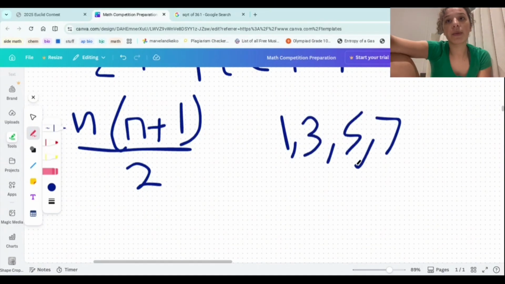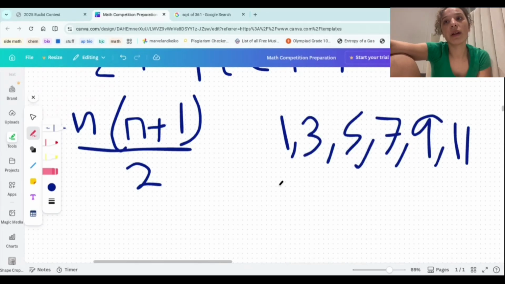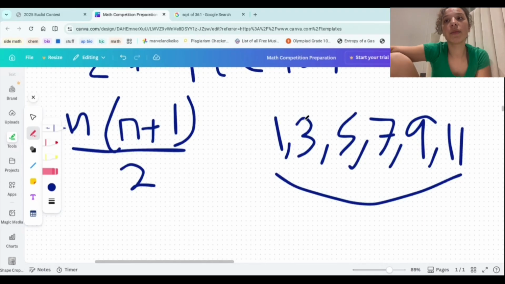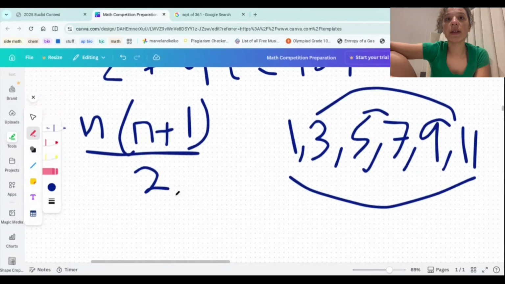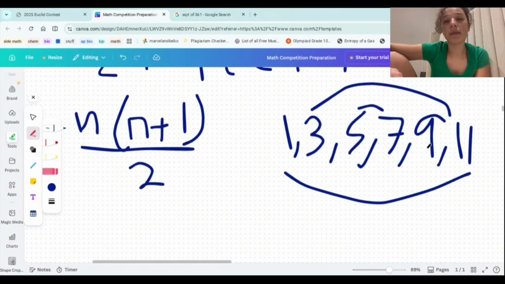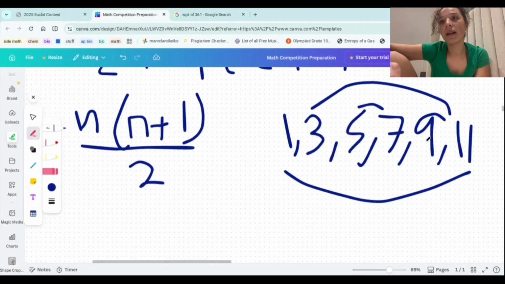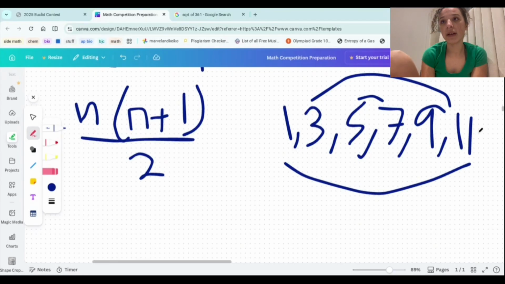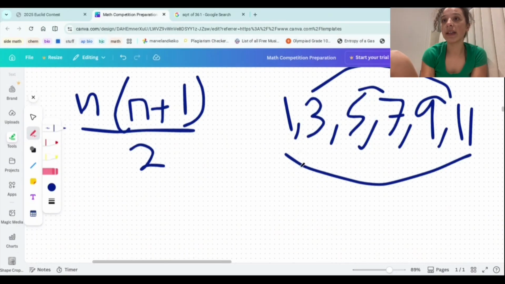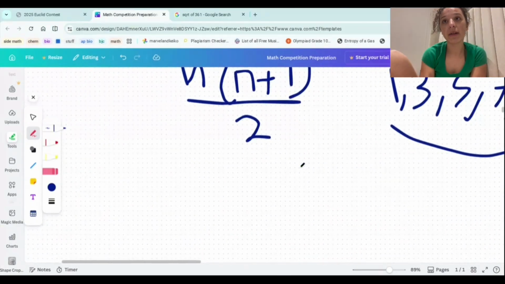So if I had 1, 3, 5, 7, 9, and 11, right? Each pair of extremities would also add up to the same sum of 12. So I know that this rule will hold. Here I have 1, 2, 3, 4, 5, 6, and I have 3 doubles. Okay, so if my list has an even amount of elements, this will work, I think, hopefully.